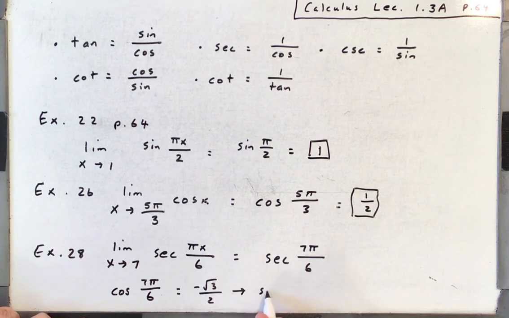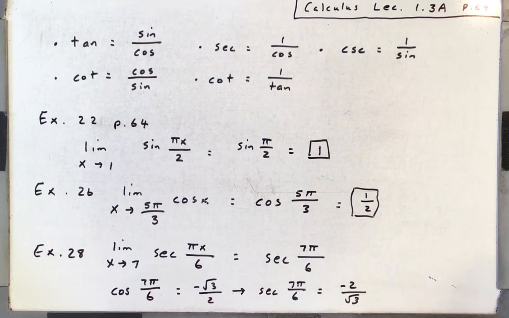Therefore, the secant of 7 pi over 6 is going to be negative 2 over root 3. Now, the back of the book may force you to rationalize that. So how do you do that? I don't really require you to rationalize on the test, but the back of the book, when you look at the answers, may do this.